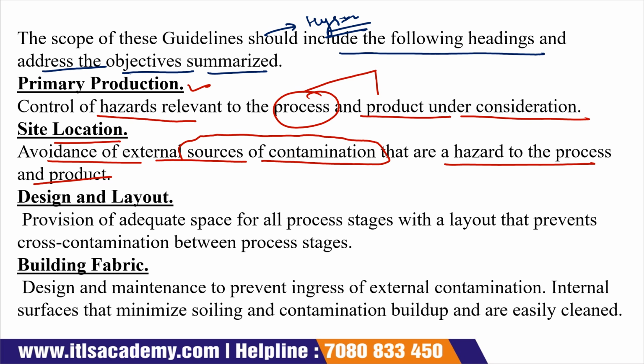The next is design and layout: provision of adequate space for all the process stages, with a layout which prevents cross contamination between the process stages. The next is building fabric. It is very clear that the design and maintenance of the building should prevent external contamination and also minimize contamination occurring during construction, and the design should be such that it can easily be cleaned.